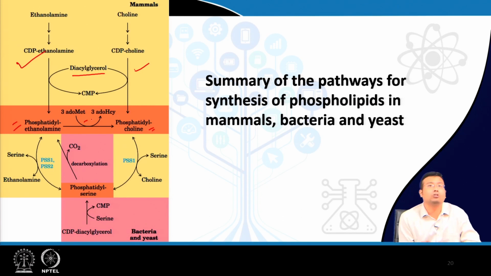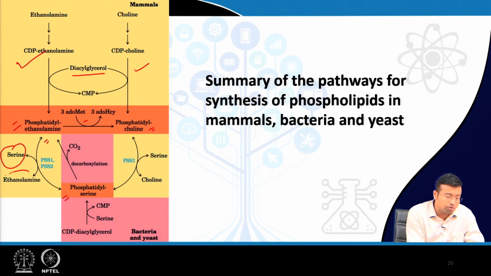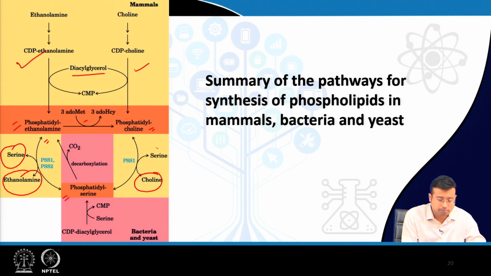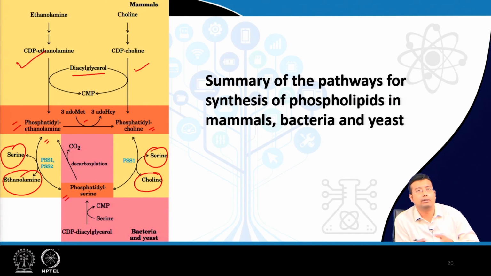Now, these can also be interconverted by the action of phosphatidyl serine synthase. So, phosphatidyl serine synthase can convert phosphatidyl ethanolamine to phosphatidyl serine. Serine will come and ethanolamine will be gone. This is simple replacing of a head group, and in this case also phosphatidyl choline and phosphatidyl serine can be interconverted by the help of interconversion of groups.